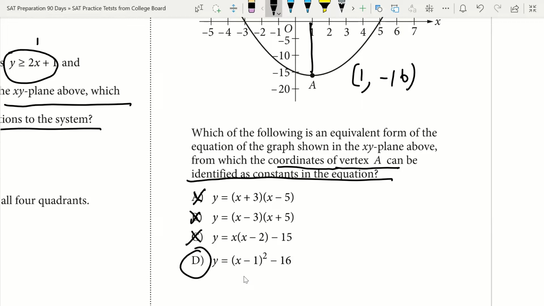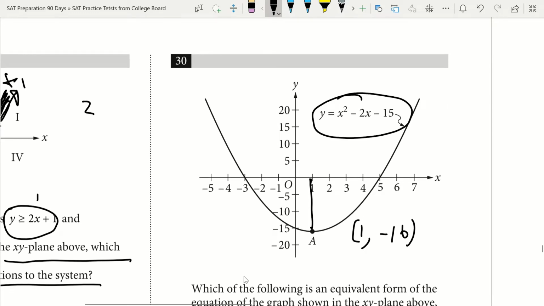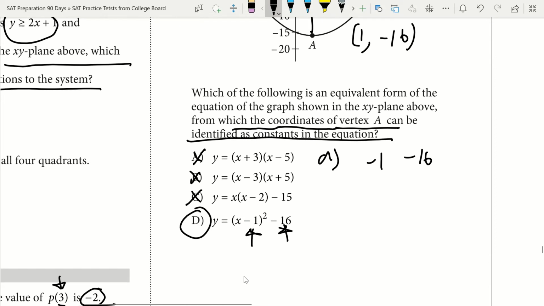But yeah, so really we're just looking for the coordinates of vertex A to be identified as constants in the equation. The only one that has those coordinates identified as constants is D. It won't always be like that. Sometimes you'd have constants identified like this in another option, for example A could have -1 and -16, or 1 and 16 as an answer choice, right? But at that point, to find your answer you'd have to find which one actually is equivalent to this equation here, right? So if you did have two options that both have those constants, then you have to actually figure out which one is equivalent. But in this case, since we only have one option that has those constants, we automatically knew the answer was D. So that's something you can put in your notes as well.